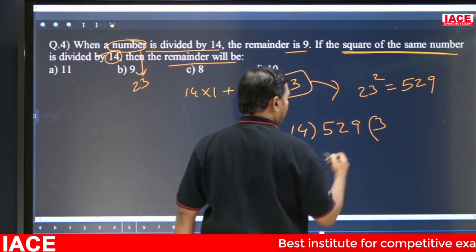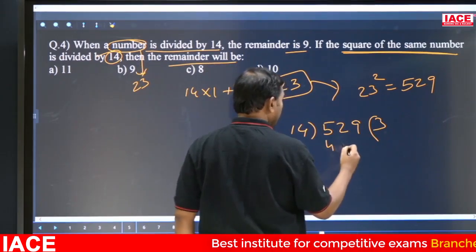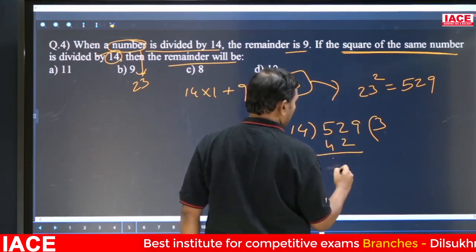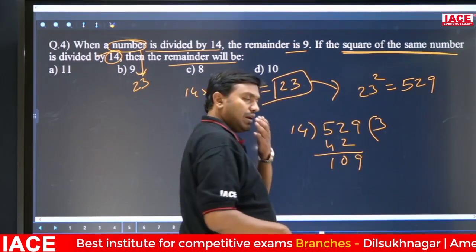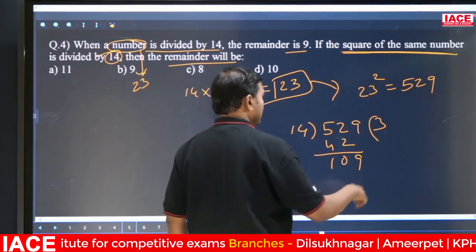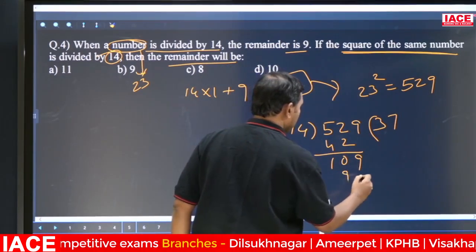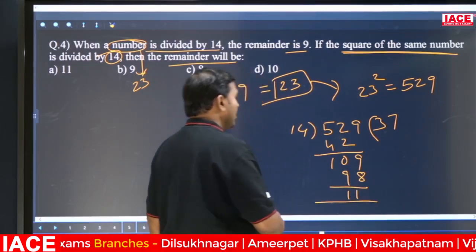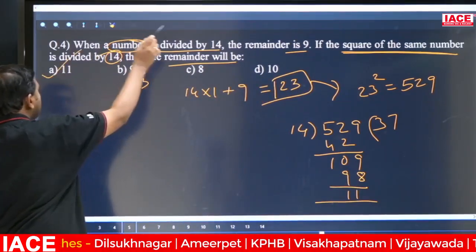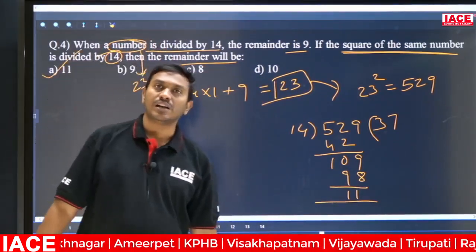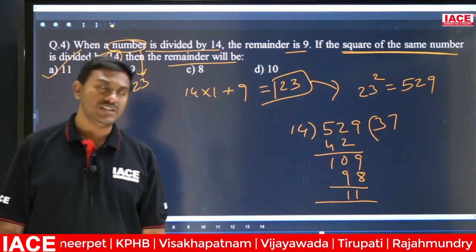14 threes are 42, 109, right? Then 14 sevens are 98. The difference is 11. So what is the remainder? Option A is the right answer. 11 is the remainder. Okay, very simple, right?